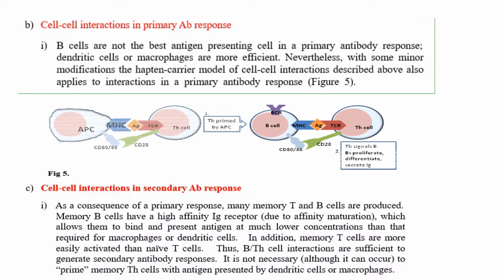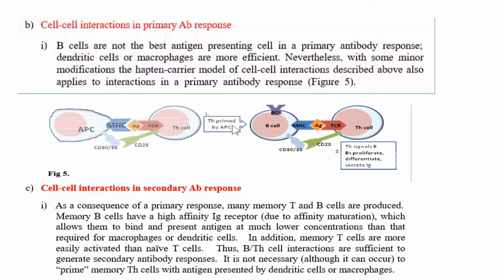In primary immune response, dendritic cells and macrophages are the most efficient antigen-presenting cells. Nevertheless, with some minor modification, the hapten-carrier model of cell-to-cell interaction described above also applies to interaction in the primary antibody response. So, in a primary immune response, the T helper cells first encounter antigen presented by dendritic cells or macrophages.